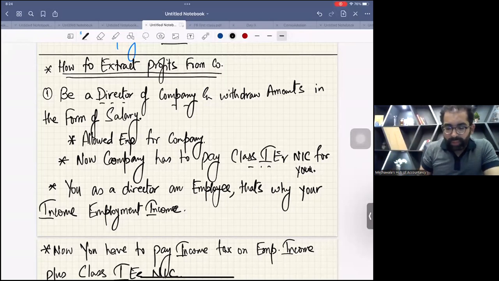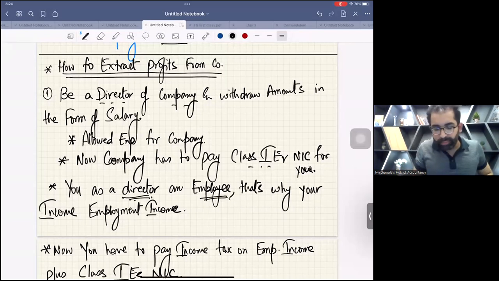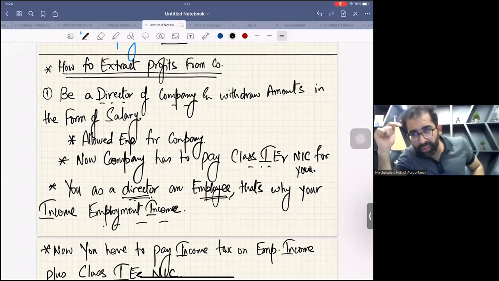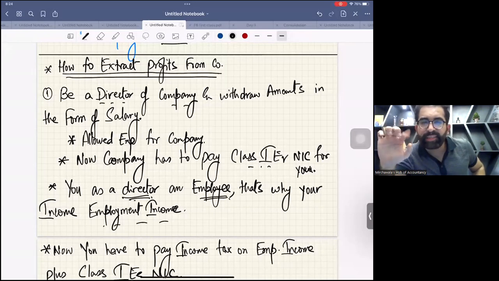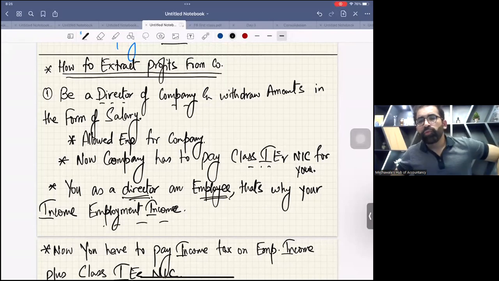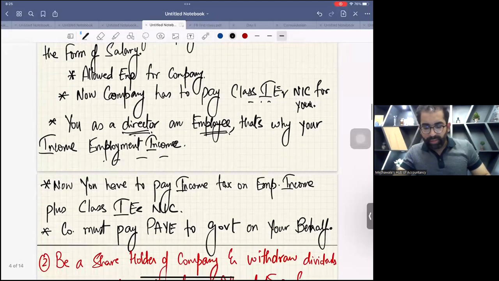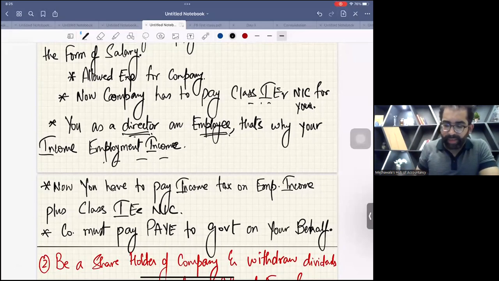Now come to you. As a director, you are an employee. That's why your income is employment income. Whatever salary you are receiving from the company as a director is employment income for you. And you all know, for individuals, employment income is a non-saving income. So now, as an employee, you have to pay income tax.